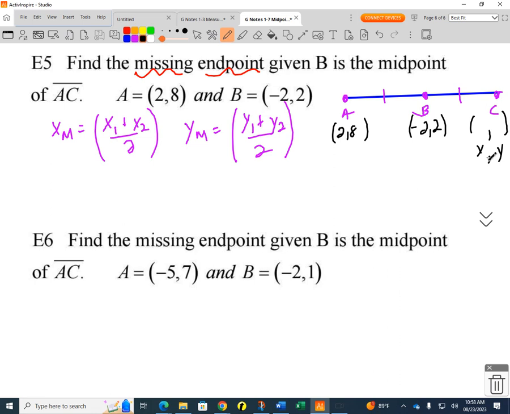Okay. So now I'm going to plug in what I do know and solve for what I don't know. So I do know the x-coordinate for the midpoint. The x-coordinate for the midpoint is right here. So the x-coordinate for the midpoint is negative 2. And it's equal to the sum of the x's. Well, here's an x. So it's 2 plus, but here's the other x. I don't know what it is. So I'm just going to use x for that unknown x. And it's always divided by 2.